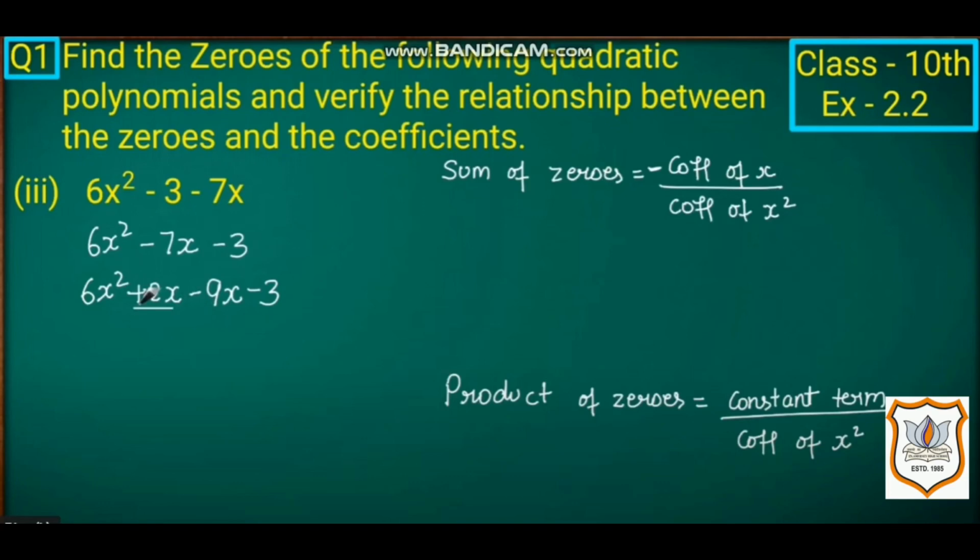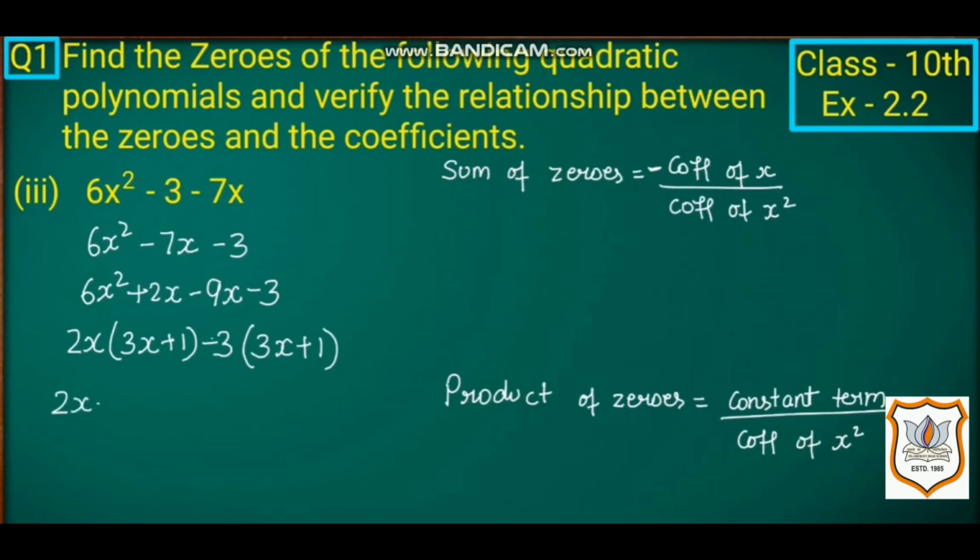Now let's proceed further. Now I have to take a common factor. In the first two terms, 6x square plus 2x, I can take 2x common, and in the bracket 3x plus 1. In the same way I take a common factor from the last two terms, minus 3, so in the bracket the same term remains, 3x plus 1. So I take a common factor from both the terms: the common term is 3x plus 1, and the other term is 2x minus 3.